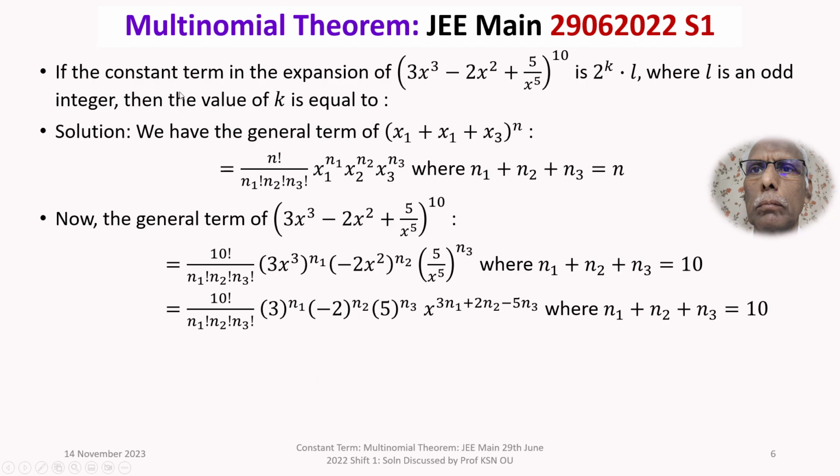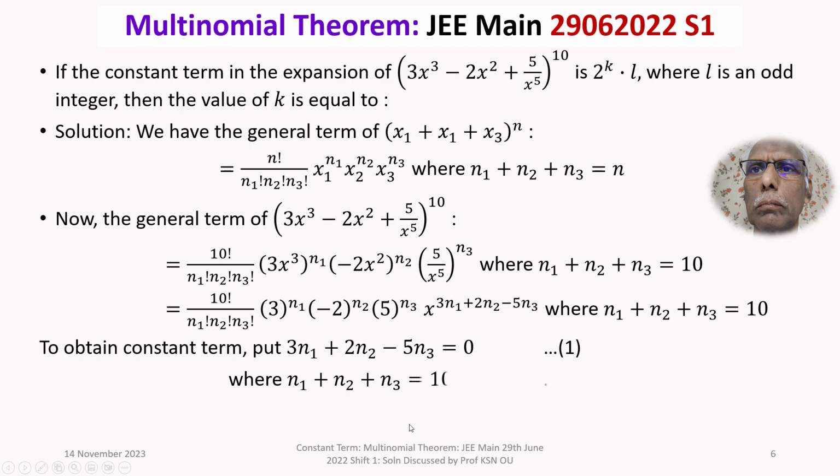So what is our goal? Our goal is to get the constant term. Constant term means free from x, independent of x. So this is obtained by putting the exponent of x, namely 3n1 + 2n2 - 5n3, equal to 0, subject to the condition n1 + n2 + n3 is 10. So we have two equations and 3 unknowns, a non-homogeneous system, and we get infinitely many solutions. But out of that, we have to get one solution.